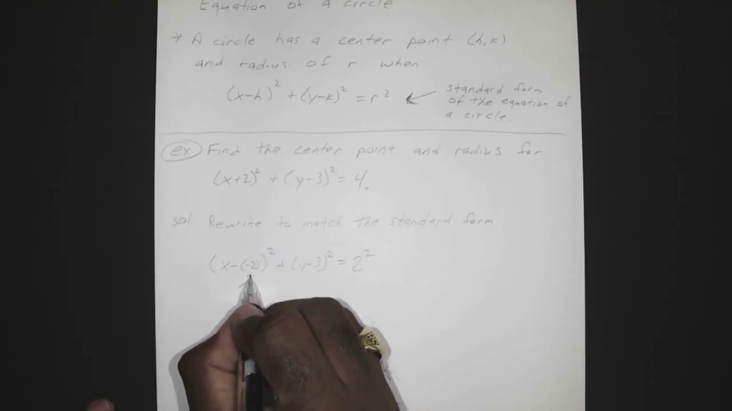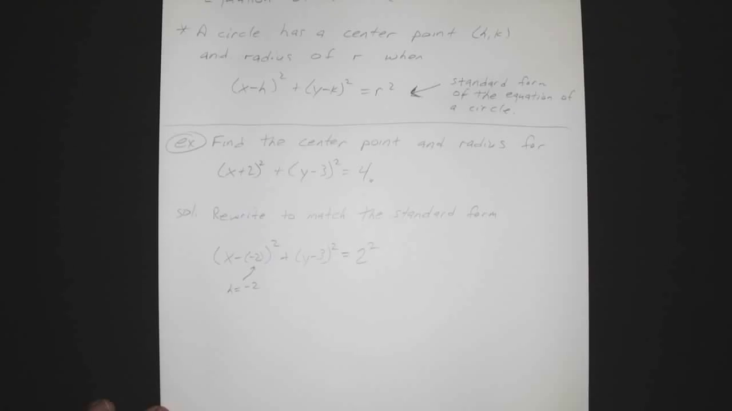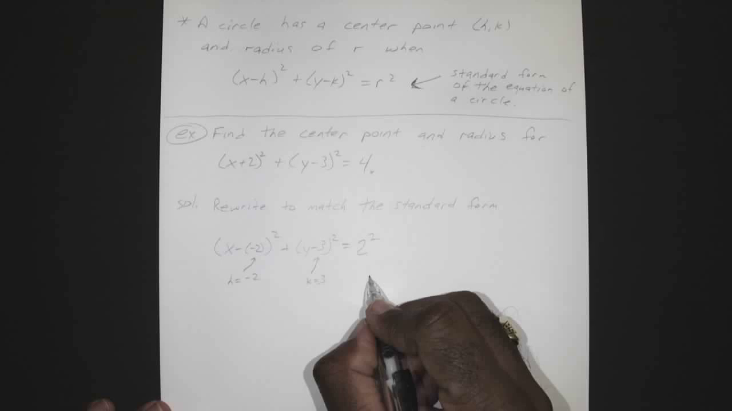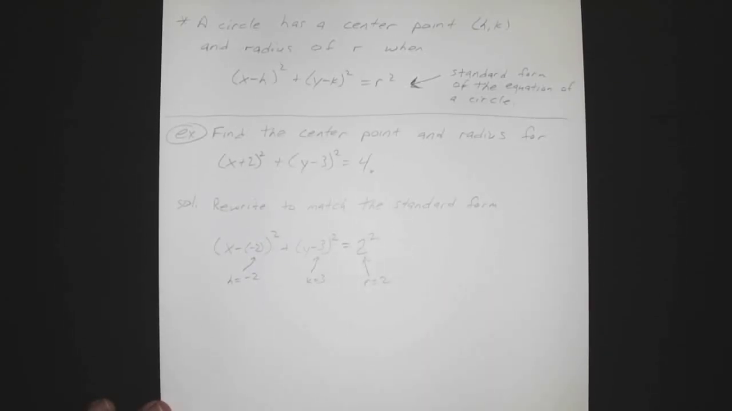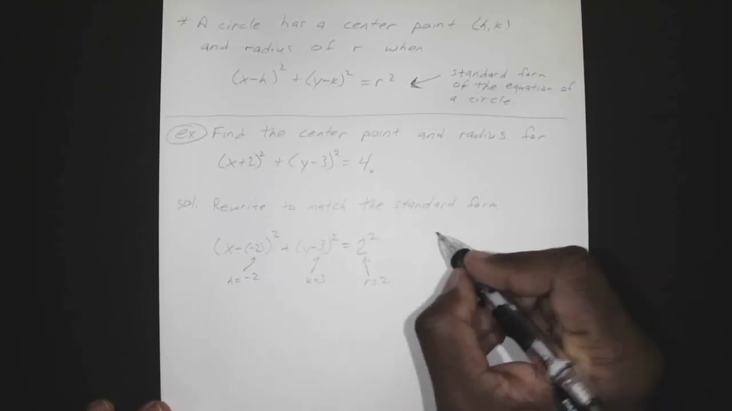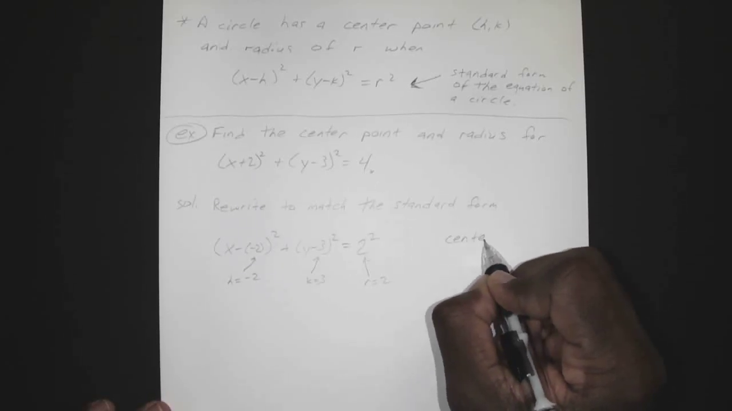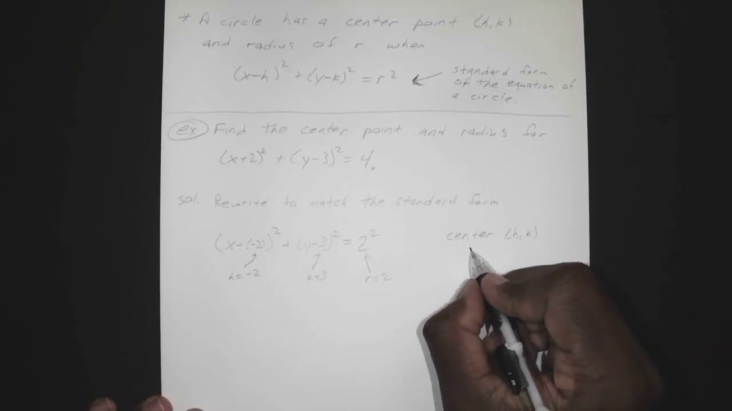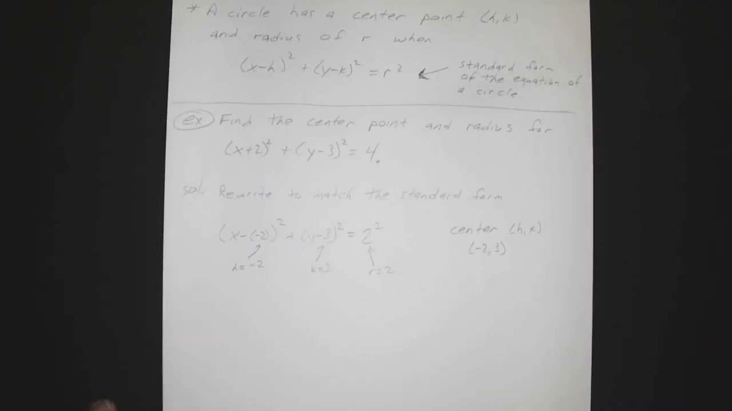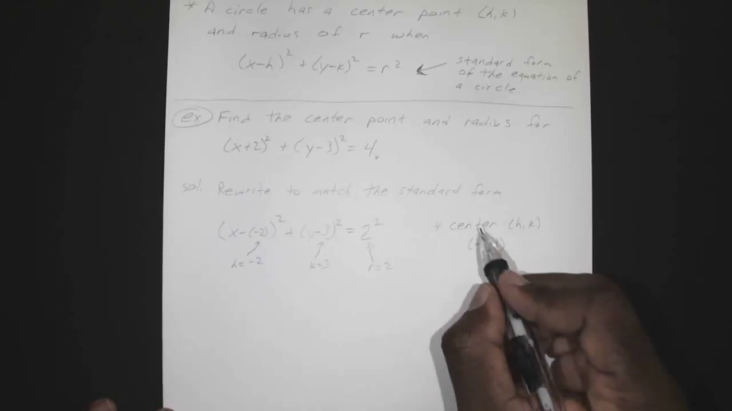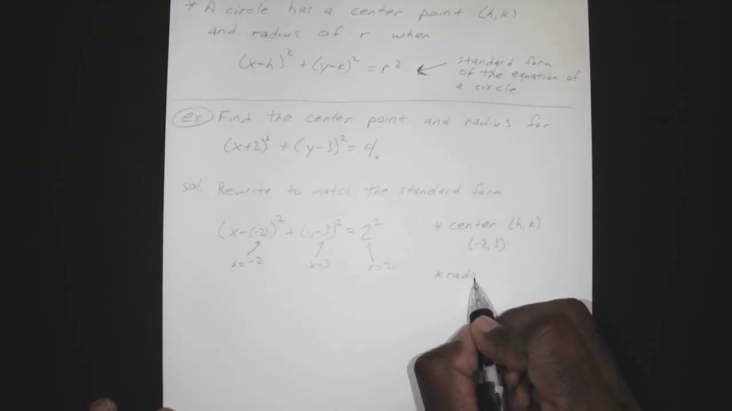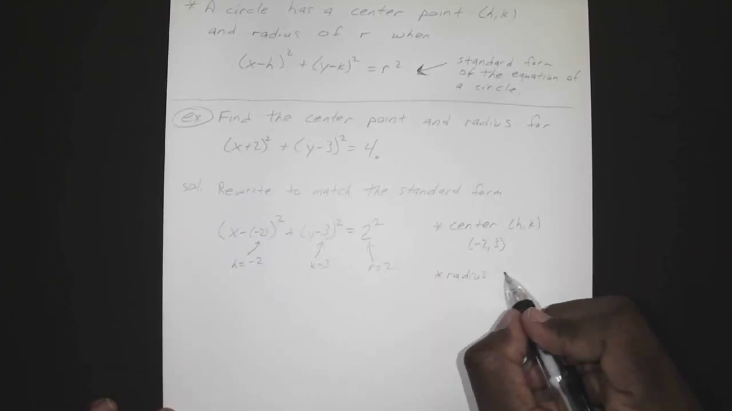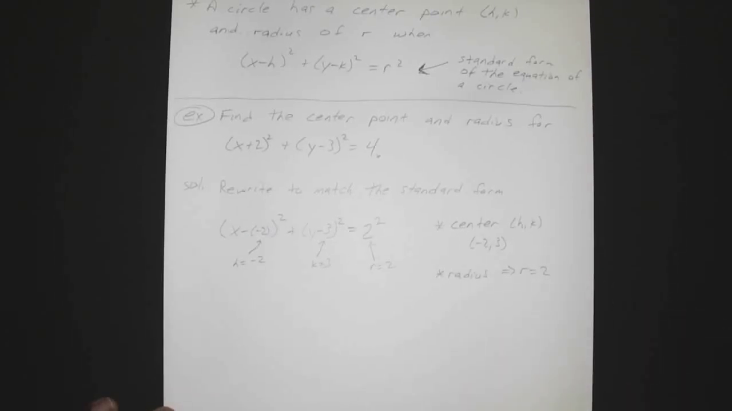In this case, your h is equal to negative 2, your k is equal to 3, and your radius is equal to 2. So your center, which is (h, k), just becomes (negative 2, 3), and your radius is just 2.